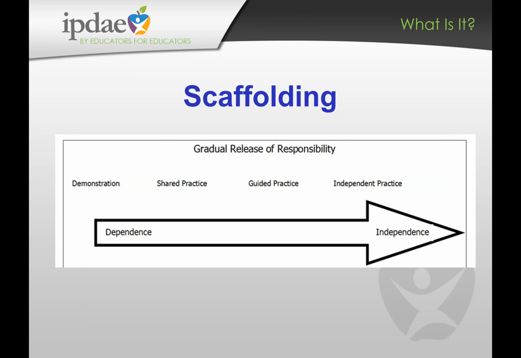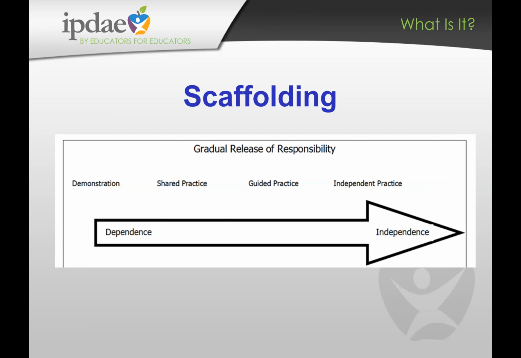And as you move forward, you now release some of that responsibility to other students in the class, maybe higher level students or students that are more interested or more inclined to a particular topic. So from that shared practice, we can gradually move them towards guided practice. It's a semi-independent practice with your feedback.